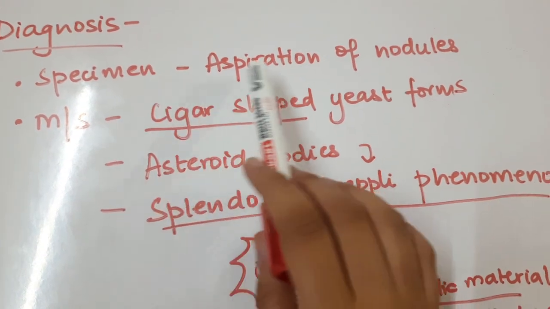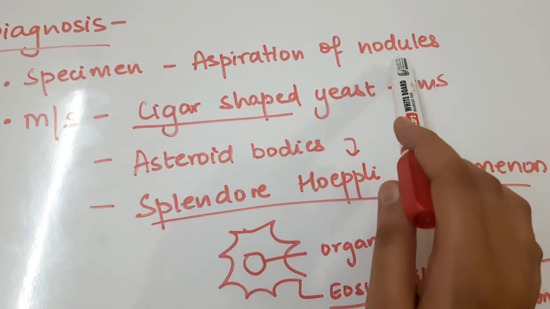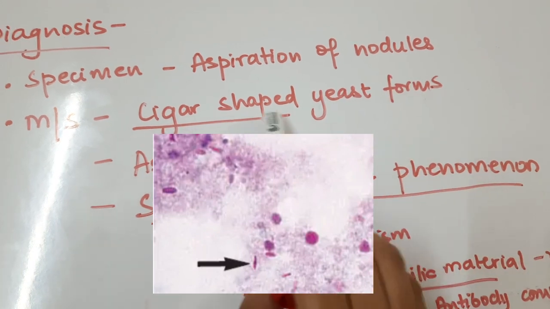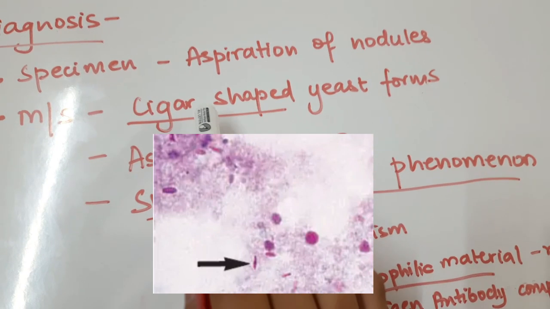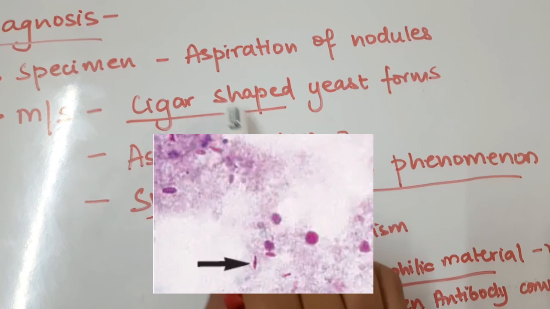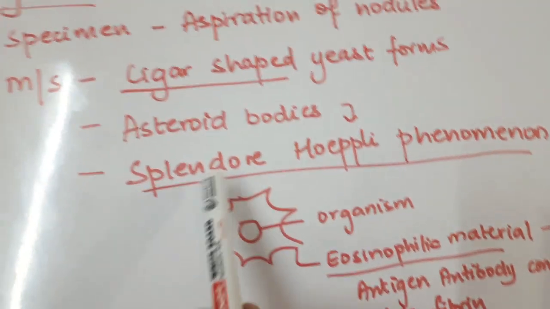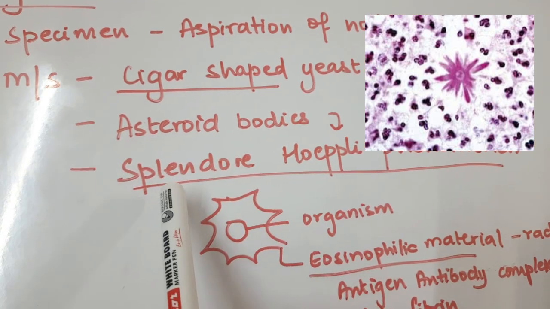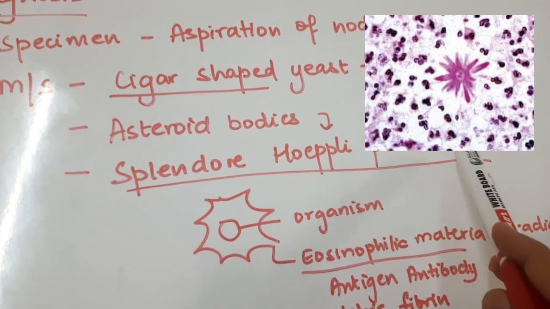The specimen taken is by aspiration of nodules, and when we do a microscopy, we will see yeast forms which are cigar shaped. So this is the characteristic shape. They will be cigar shaped. And we will also see something called asteroid bodies, which are formed due to the Splendore-Hoeppli phenomenon.